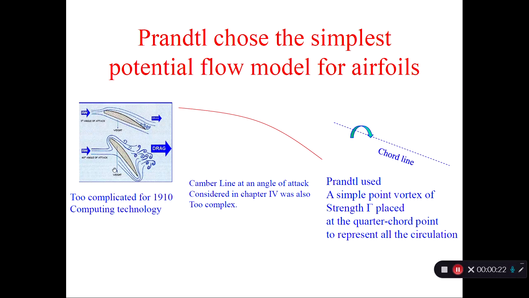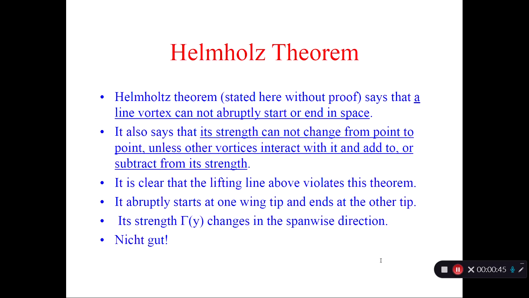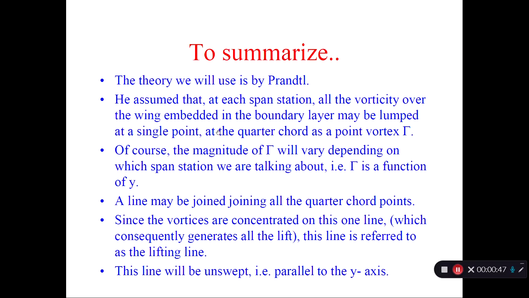All this complexity that's going on in real flow, even the reduced complexity that's going on in chapter 4, has been eliminated. We just have one single vortex, which is a function of y, where y is the span-wise direction, so it's changing all along here. If I can somehow solve for this gamma, then I can find my lift. So he assumed that at each span station there's a gamma. It's a function of y.